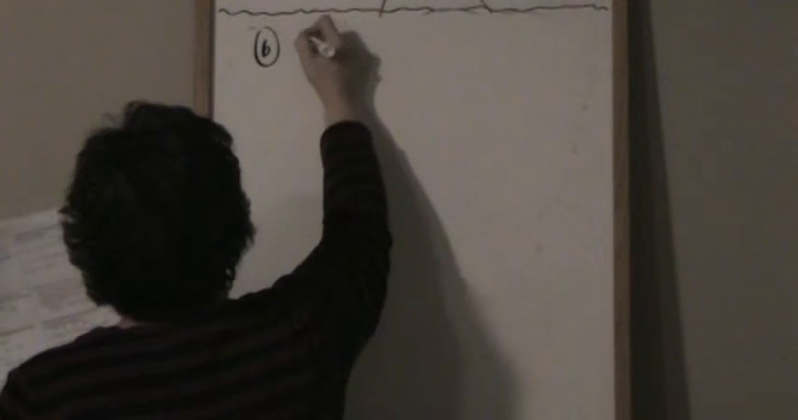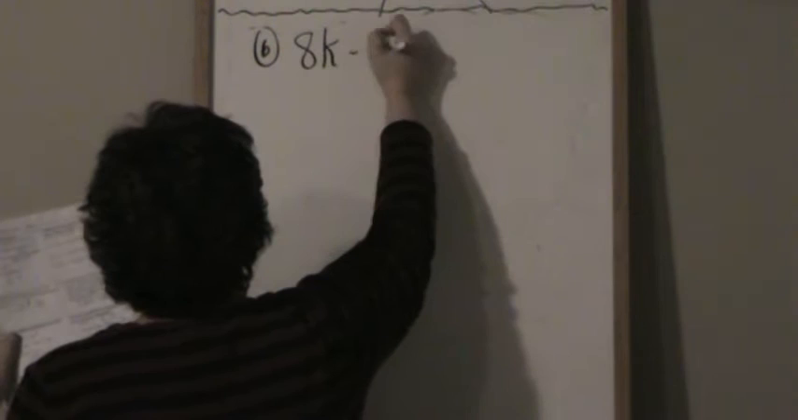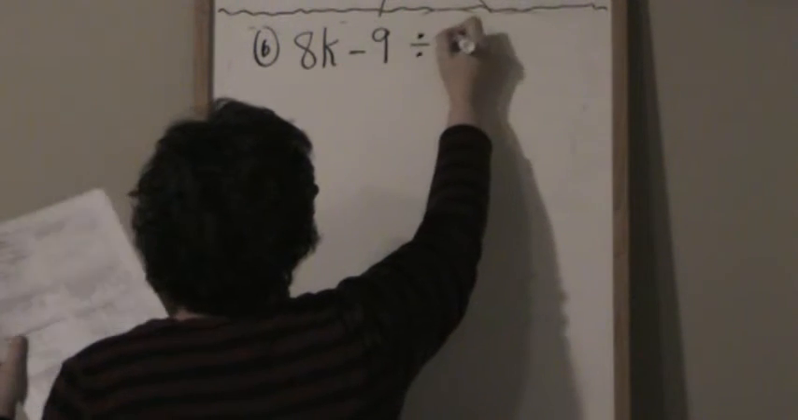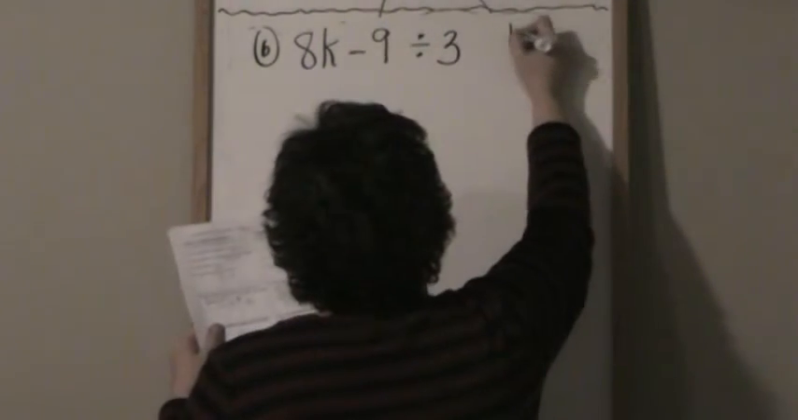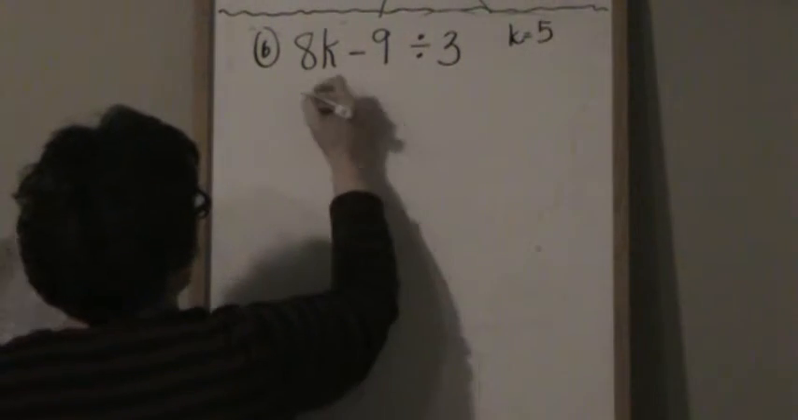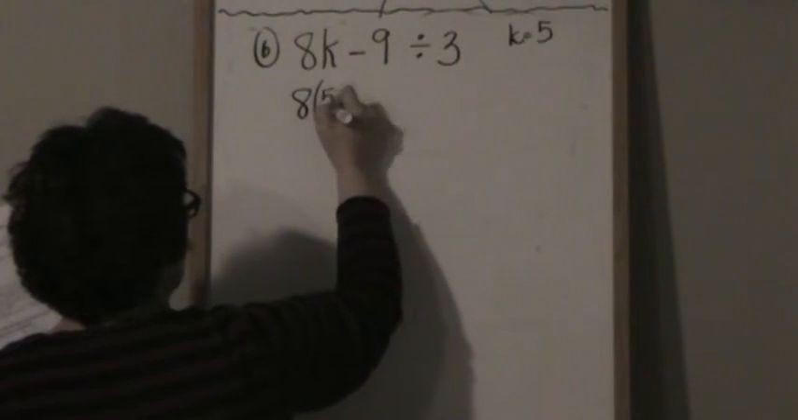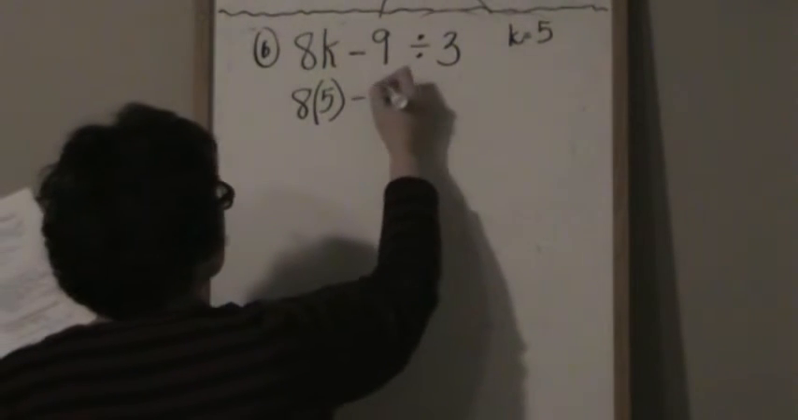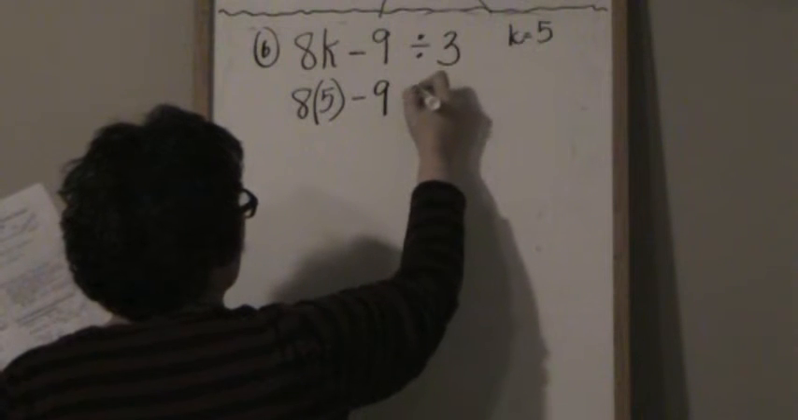for the given value of the variable. This is my plugging and chugging. Okay, number 6. Our expression is 8k minus 9 divided by 3. Okay, and k is equal to 5. Okay, so I'm going to rewrite it. 8 times 5, that's not 85, that's 8 times 5 minus 9 divided by 3.